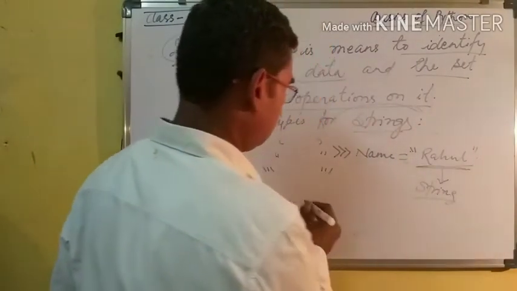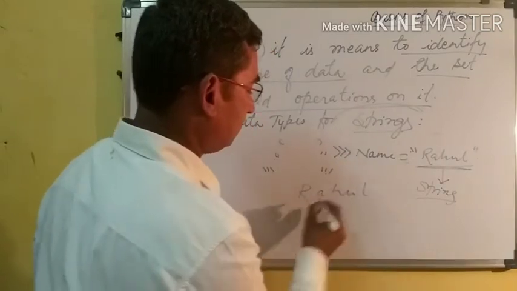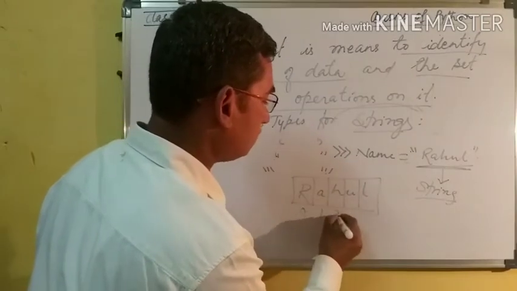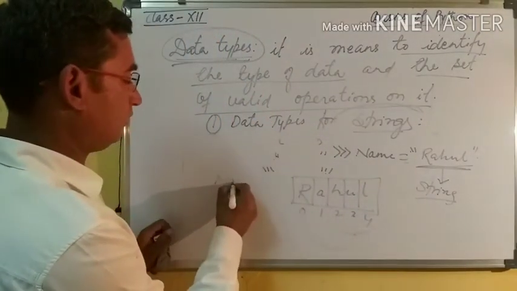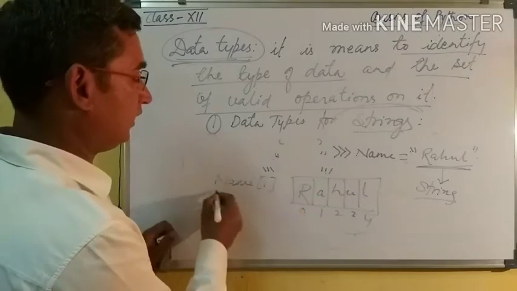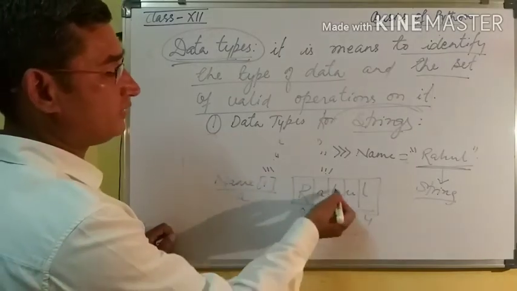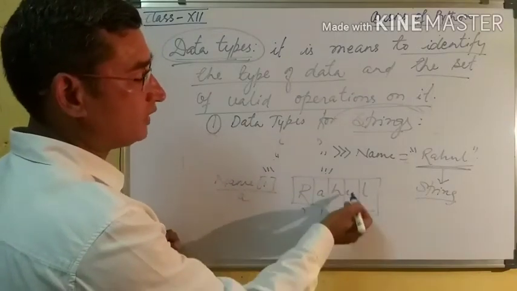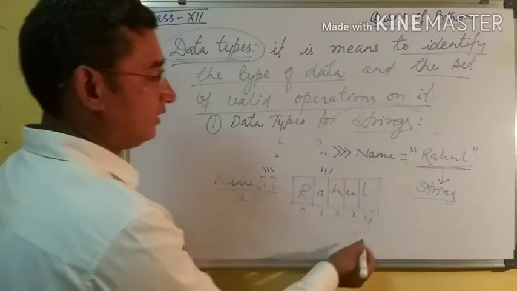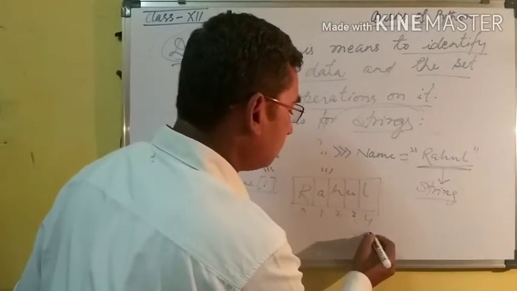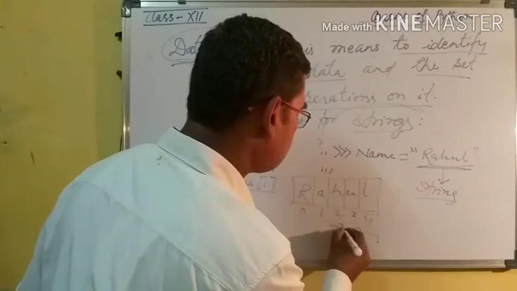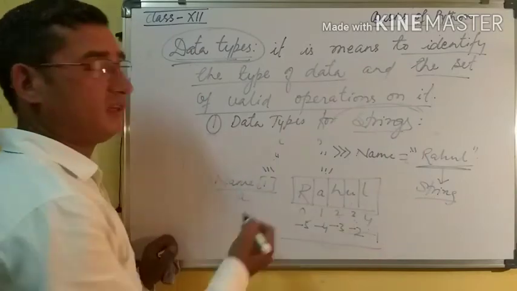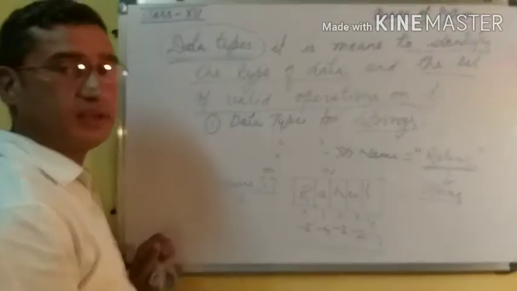Suppose Rahul is written here, it can be accessed using index 0, 1, 2, 3, 4. Means name of 0 is R, name of 1 is A, name of 2 is H, name of 3 is U, name of 4 is L. You can also access it in this way: -1, -2, -3, -4, -5. In this way you can access in reverse order if there is a string data type.